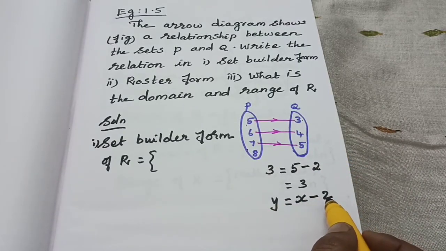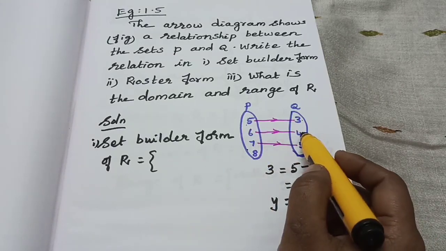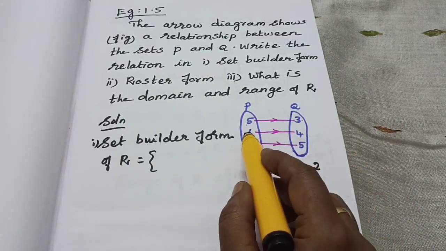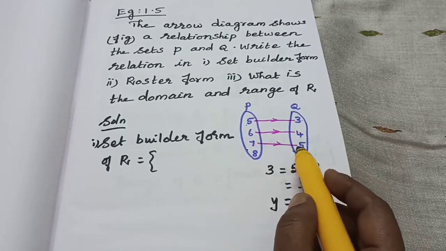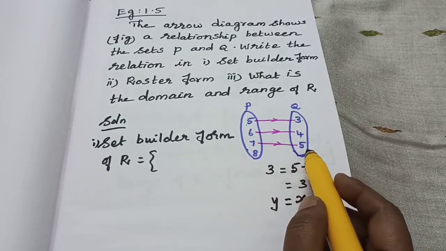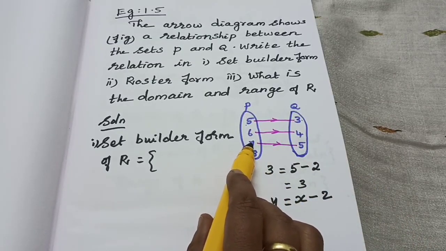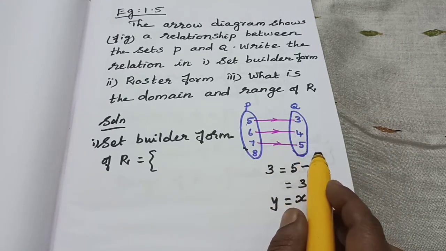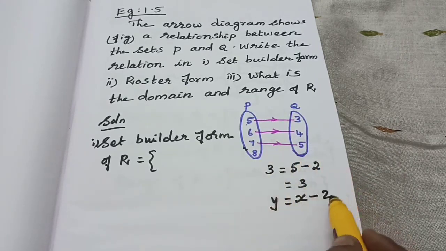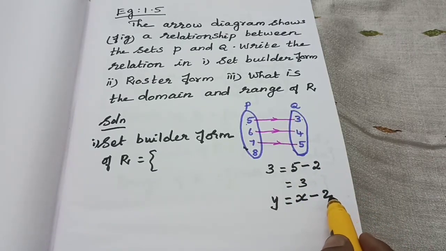Like that we have to check here. And then 4 is equal to 6 minus 2, then we will get 4. Isn't it? Like that, here y is equal to, from the x element we subtract 2, then we will get 5. Isn't it? So the common condition, how can we write it? y is equal to x minus 2.